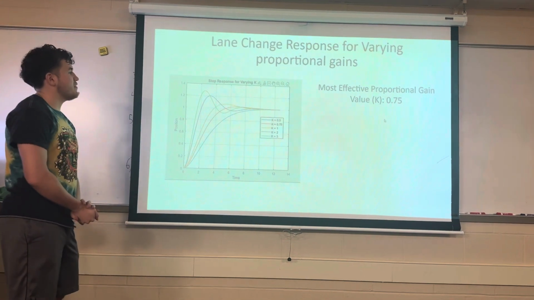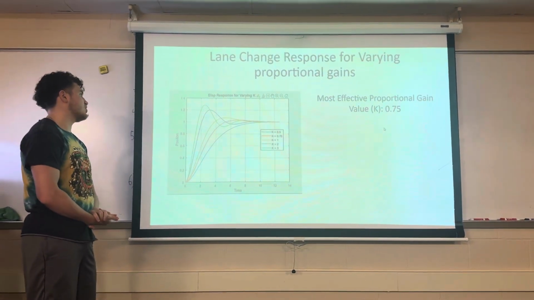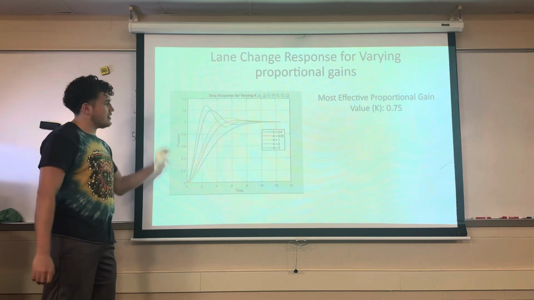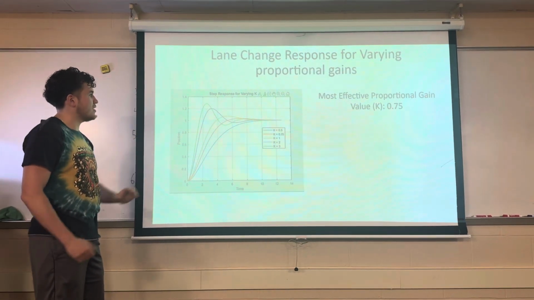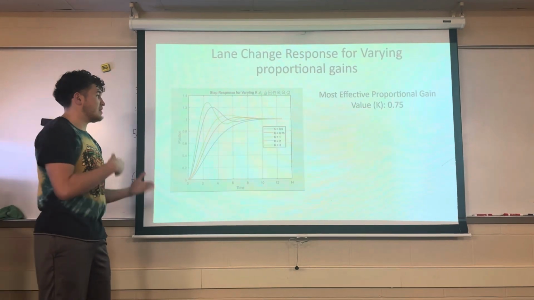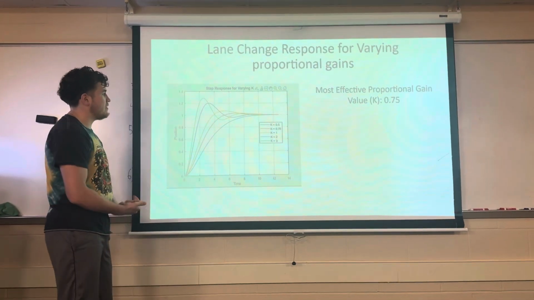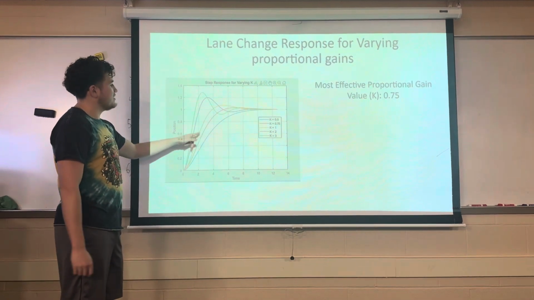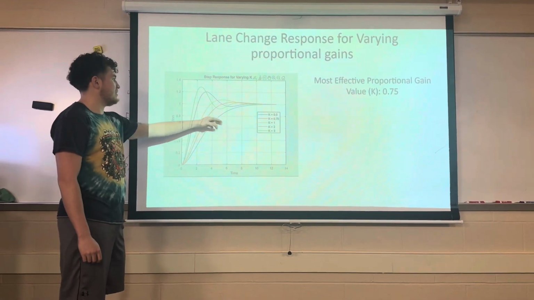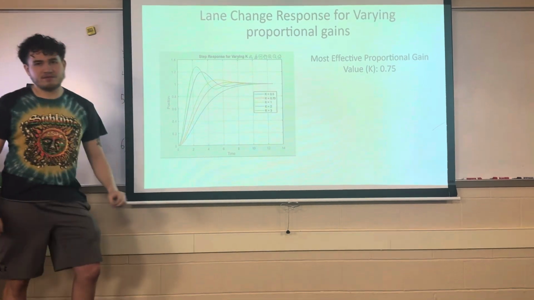When we use varying proportional gains for this transfer function, we have proportional gains of 0.5, 0.75, 1, 2, and 3. The proportional gain I decided to go with is 0.75 due to its minimal overshoot, but higher rise time, peak time, and settling time over our 0.5.